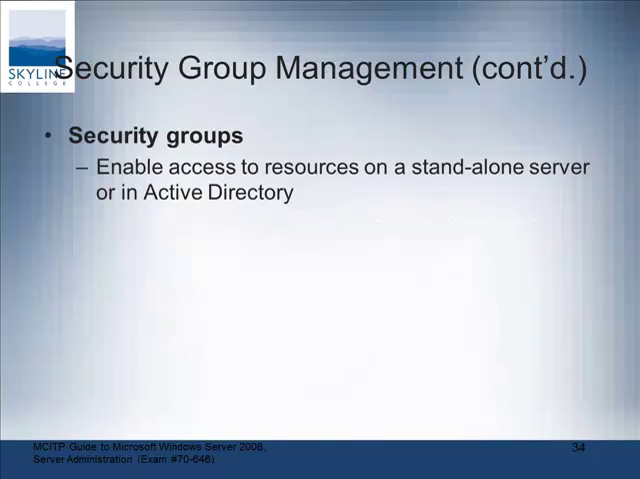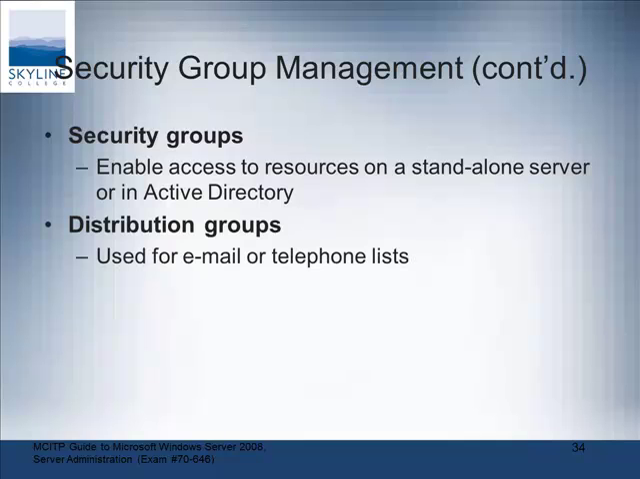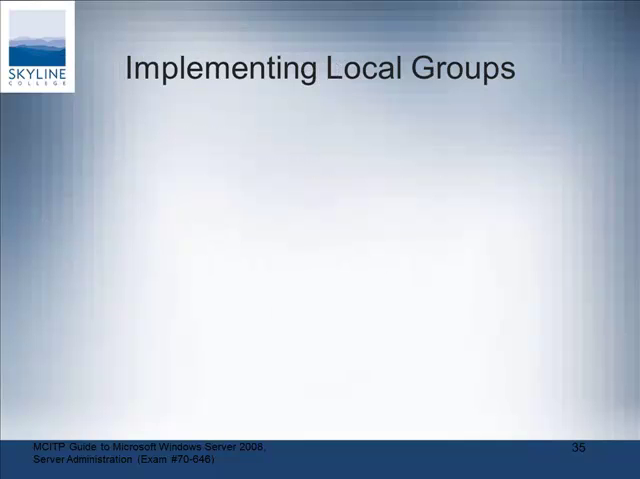Security groups give access to resources, on a standalone server or in Active Directory. Distribution groups are used for emails or telephone lines. Distribution groups do not have a SID. They don't have a security identifier. They cannot be given access to resources. Right-click, give a distribution group permission to read a file, can't do it. Use a printer, can't do it. It just won't be there.